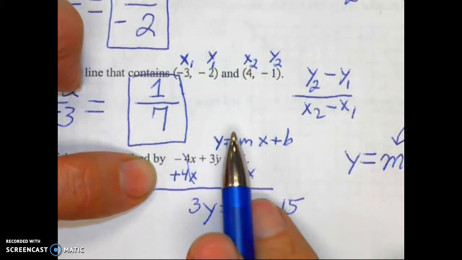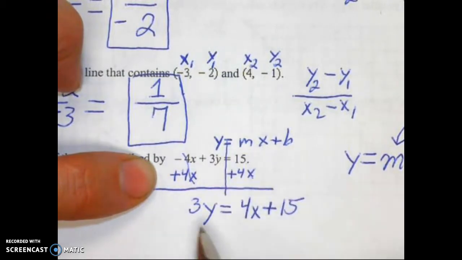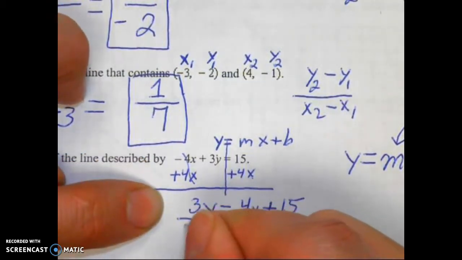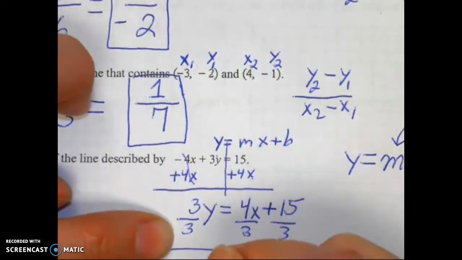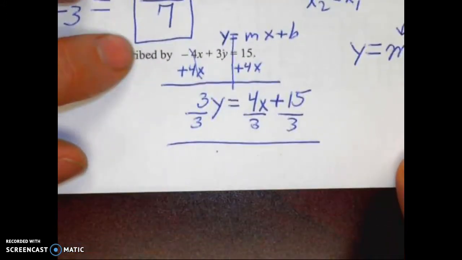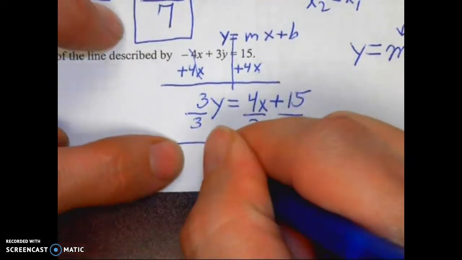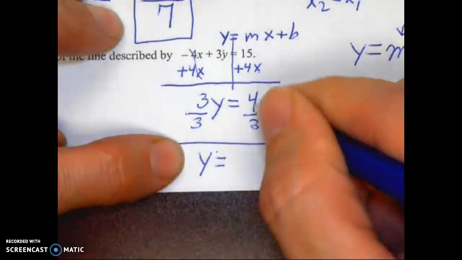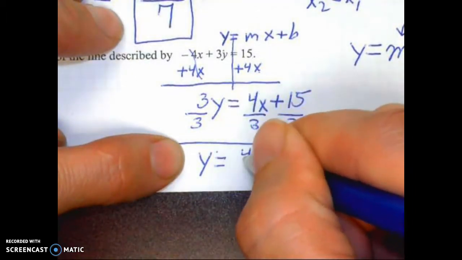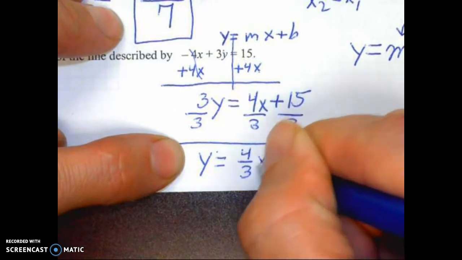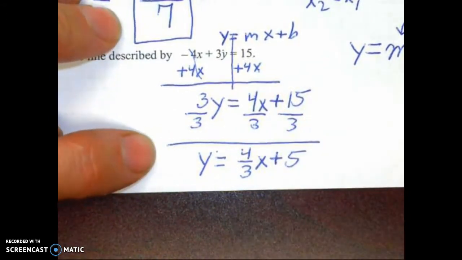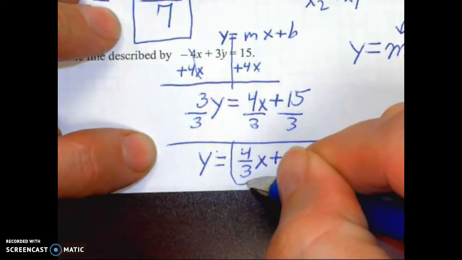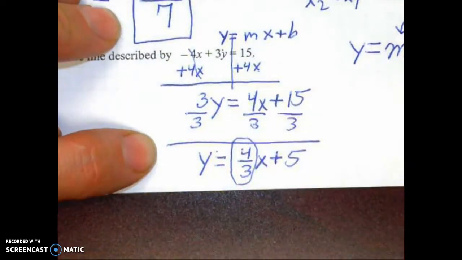Now, it's almost looking like my y equals mx plus b, except for I got to get rid of the coefficient 3. So I'm going to divide by 3, divide by 3, divide by 3. And then I get, so I'm dividing by 3. So I get y equals 4 over 3x. It's okay to have a fraction. Plus 5. Now, is this my answer? No. What's my answer? My answer is just what's in front of the x.